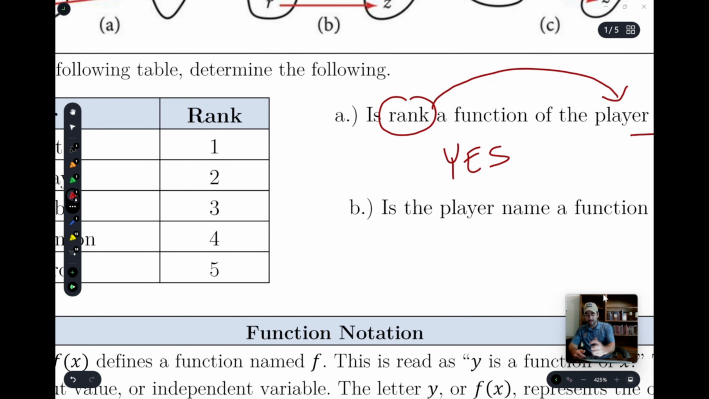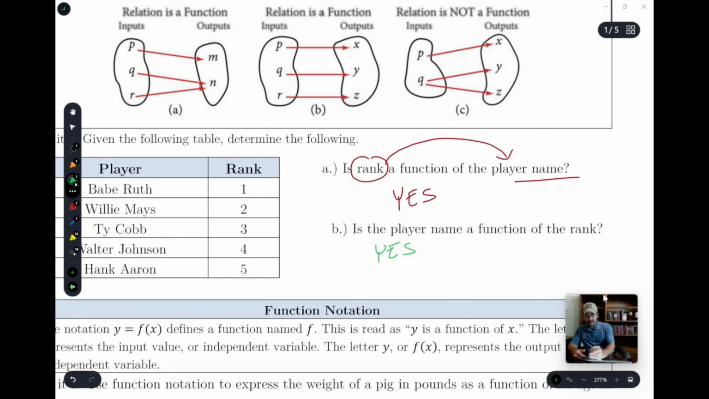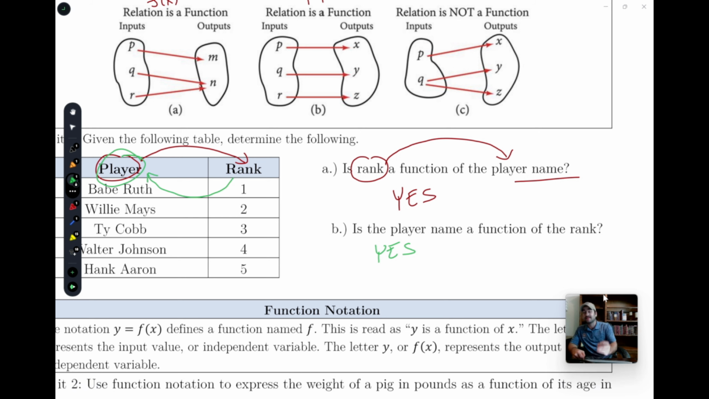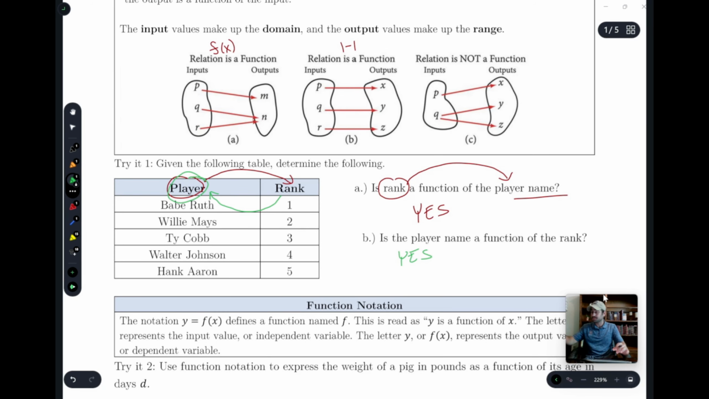to kind of show what we're talking about. I'm gonna do this in green. Yes, it's also a function this way. That means that rank is a function of player name, and player name is a function of rank. You could call that f of rank and f of player. You could call it whatever you want, but both are functions.